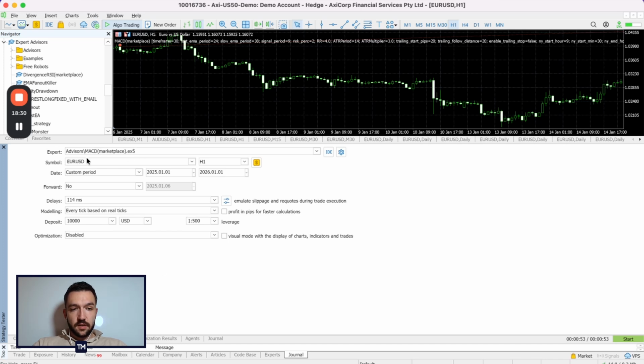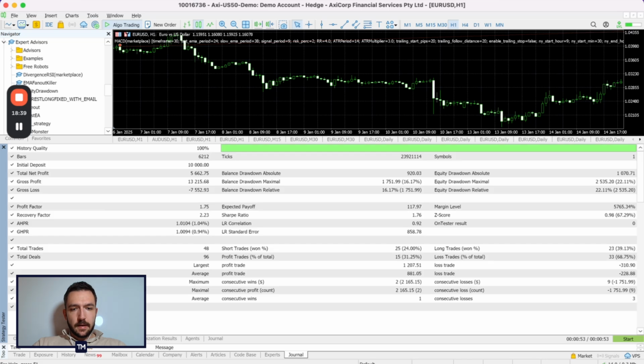Regarding these settings, we picked the MACD, the Euro US dollar, and we picked $10,000 for this backtest. If we go to the backtest results, here they are. The total net profit was around 56% in a year. The year was 2025. As you can see, the Sharpe ratio is very nice. Short trades win rate is only 24%, but long trades win rate is 40%.